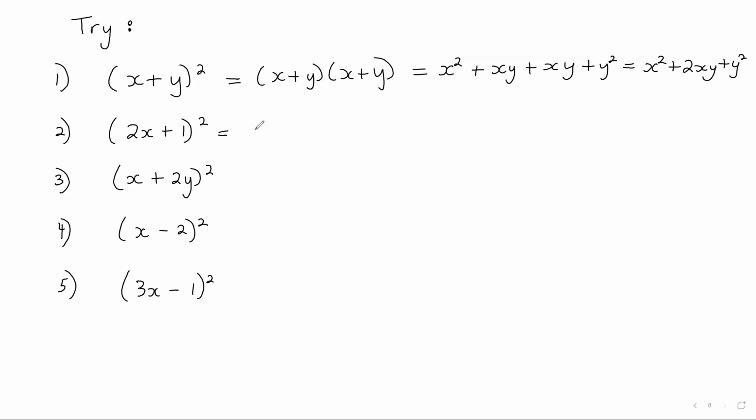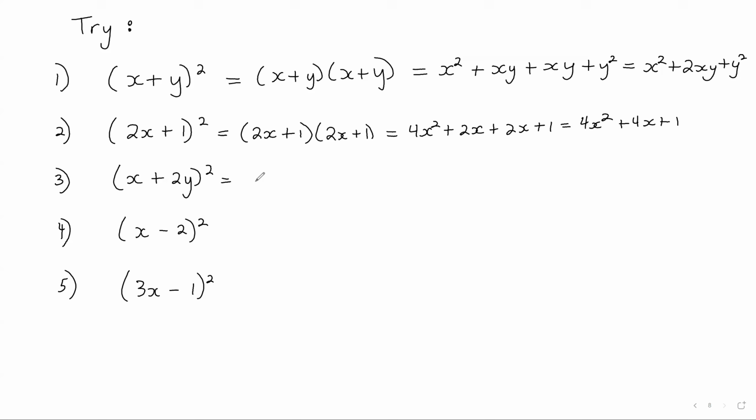This one, 2x plus 1, all to be squared, will be 2x plus 1 times 2x plus 1. And that's going to give me 2x times 2x, which is 4x squared. 2x times 1 is 2x. 1 times 2x is 2x. And then 1 times 1 is 1. So this gives me 4x squared plus 4x plus 1.